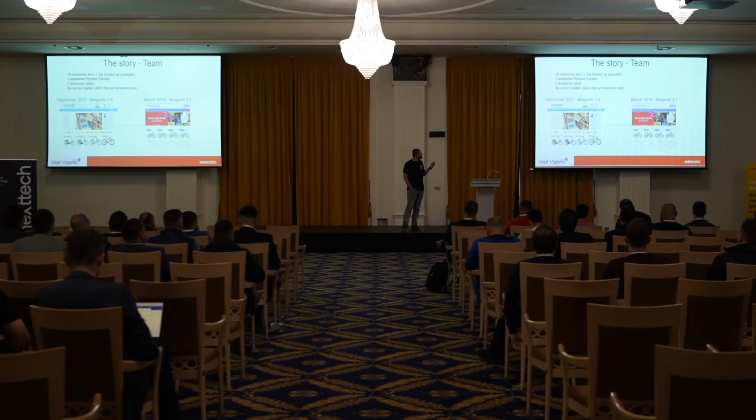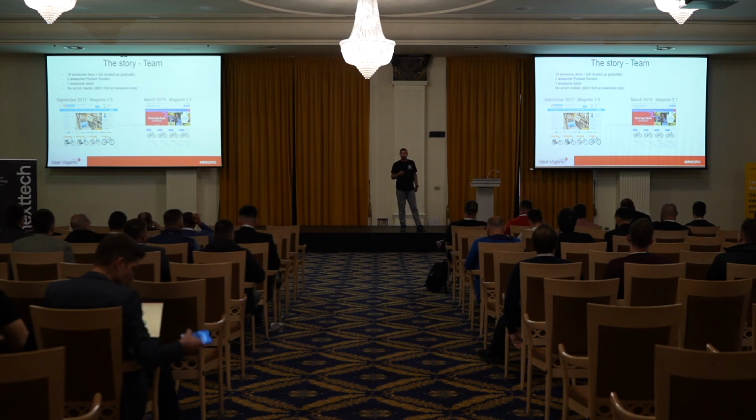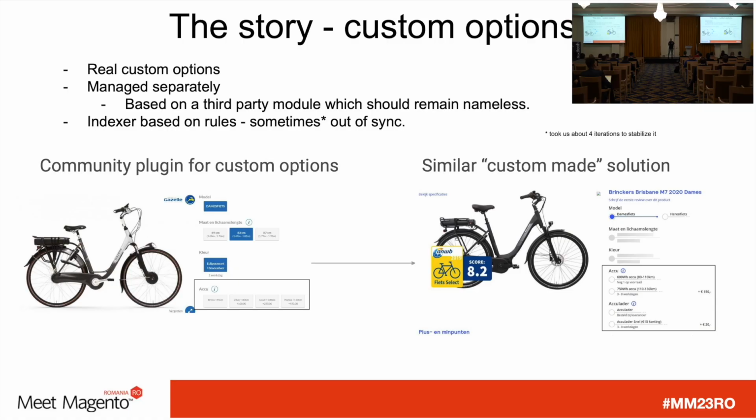So in September 2017 on Magento 1.9, it looked like that. In March 2019 on Magento 2.1, it looked like that. But about the custom options, in their Magento 1 website, they had a custom solution. They had a lot of custom options and a lot of products, so you couldn't manage them manually.